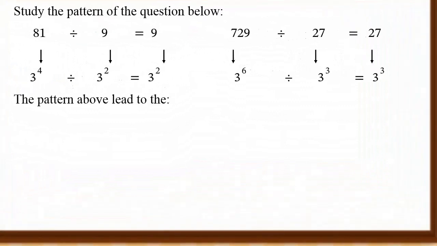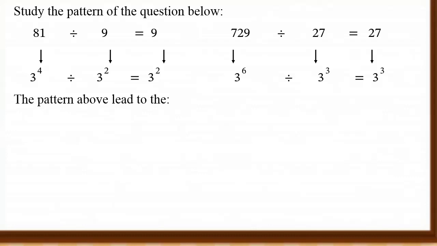Now, let us study the pattern of the questions below. We have 81 divided by 9 is equal to 9. Then 729 divided by 27 is equal to 27. 81 is equal to 3 raised to the 4th power, then 9 is equal to 3 squared. Then 3 raised to the 4th power divided by 3 squared is equal to 3 squared.